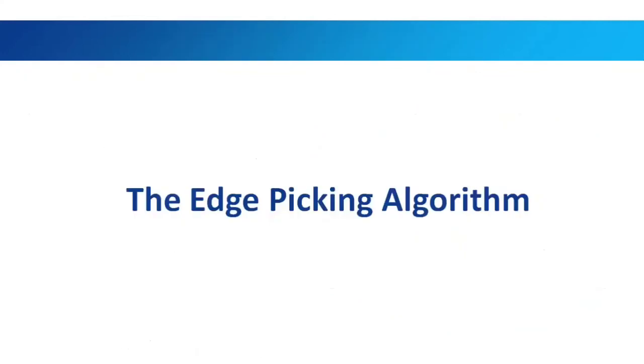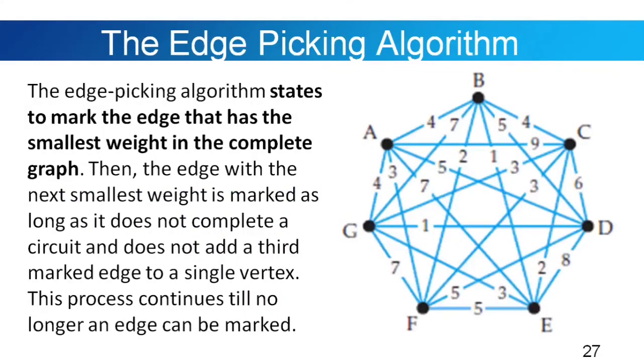42. The edge-picking algorithm. The edge-picking algorithm states to mark the edge that has the smallest weight in the complete graph. Then, the edge with the next smallest weight is marked as long as it does not complete a circuit and does not add a third marked edge to a single vertex. This process continues until no longer an edge can be marked.